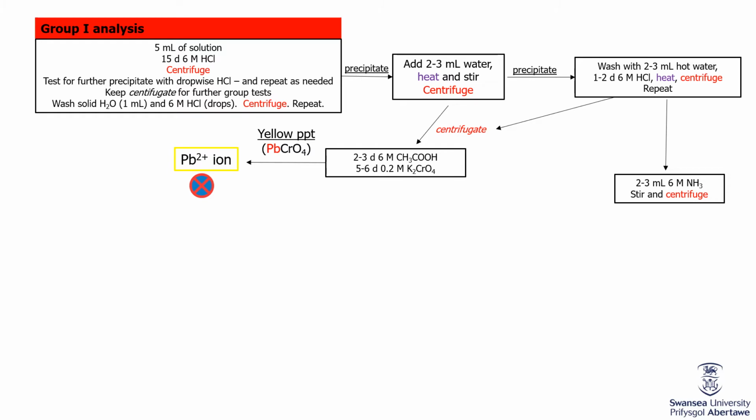So we go back to our previous step and use the remainder of the centrifugate and treat it with 6 molar NH3. We stir and centrifuge, and you would get a grey precipitate if there were any mercury ions involved, but there were no mercury ions present.